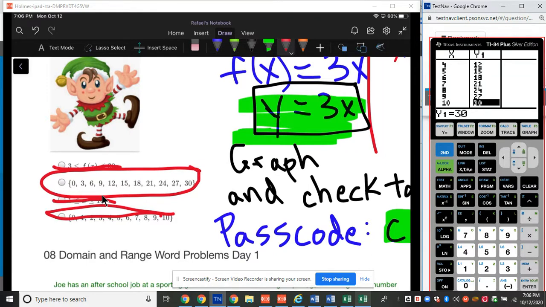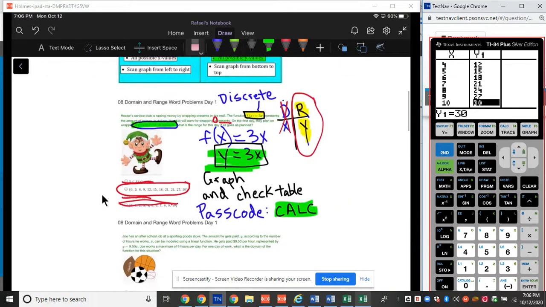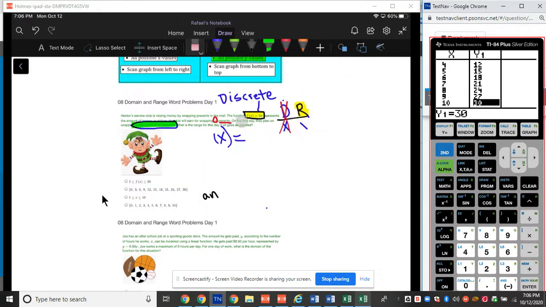Two more problems that I'm going to help you guys with, okay? I'm going to go ahead and erase this so it doesn't look so busy, and we're going to do the second one together.